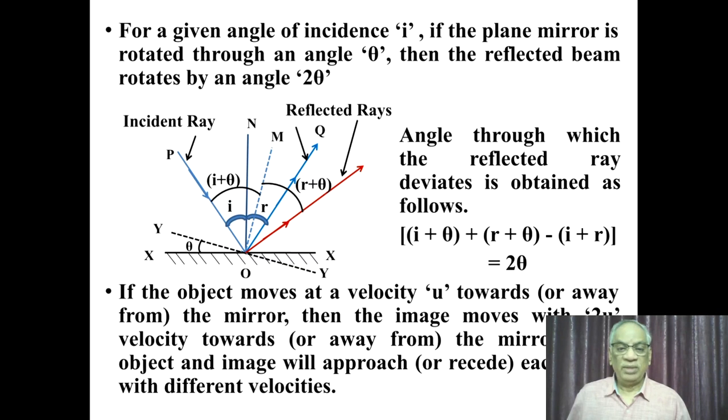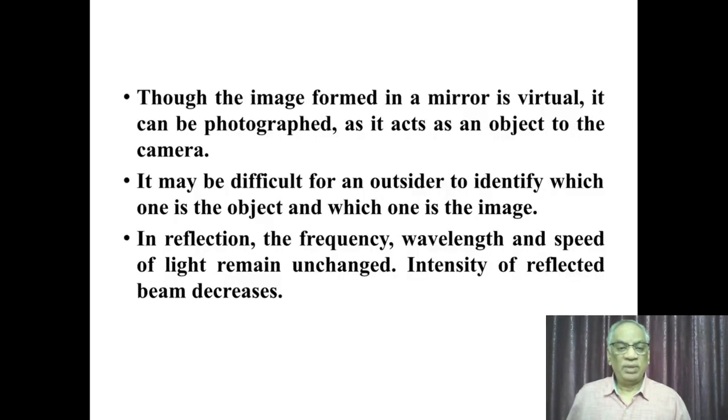This we can do simply, geometrically. If the mirror is rotated by an angle theta, then the angle of reflection changes by 2 theta. Suppose the object is coming closer to or going away from the mirror with a certain velocity, then the image also comes towards the mirror or moves away from the mirror with double the velocity, 2u. So this is another property.